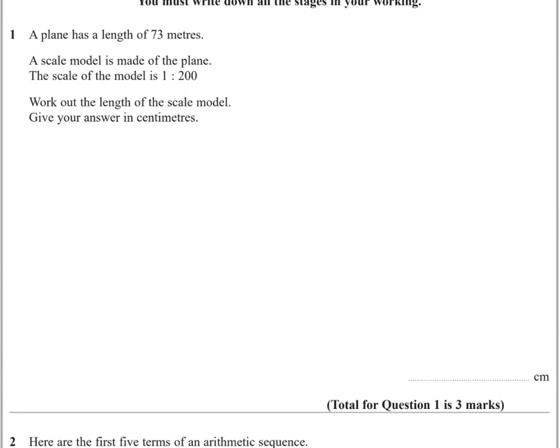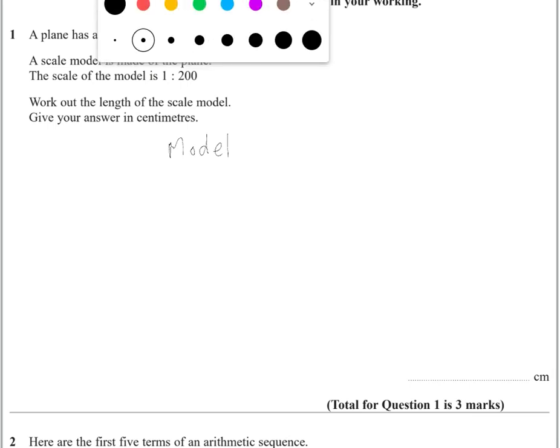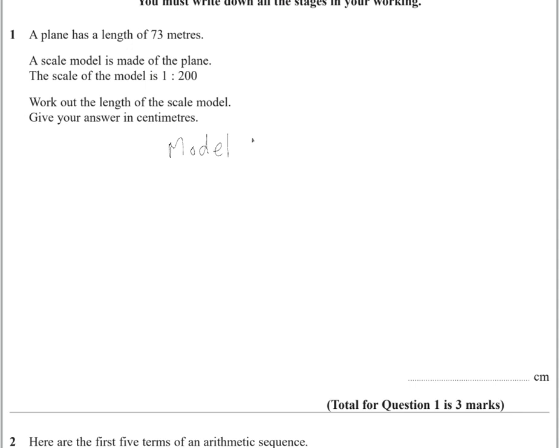So we've got a scale of 1 to 200. That means if it's in the model, and then we've got the real world, that is in the ratio 1 to 200. And we know that we've got 73 metres in the real world, so we need to turn that into centimetres. There are 100 centimetres, so that's 7300. Okay, so we need to work out what we've got to times by that.